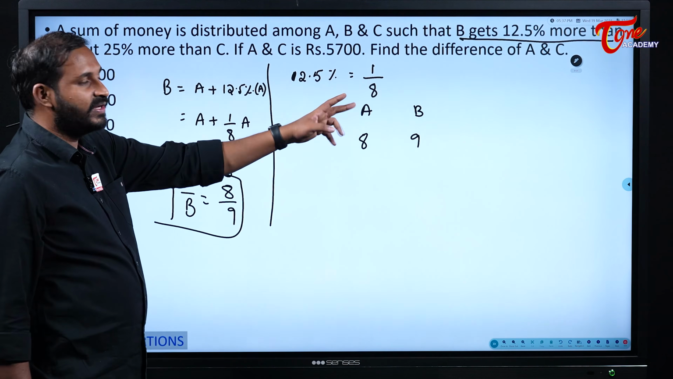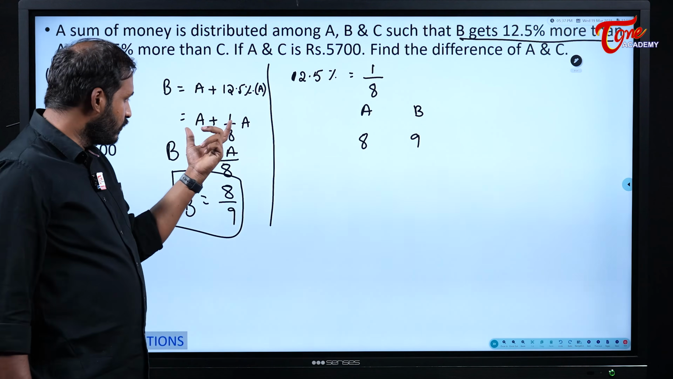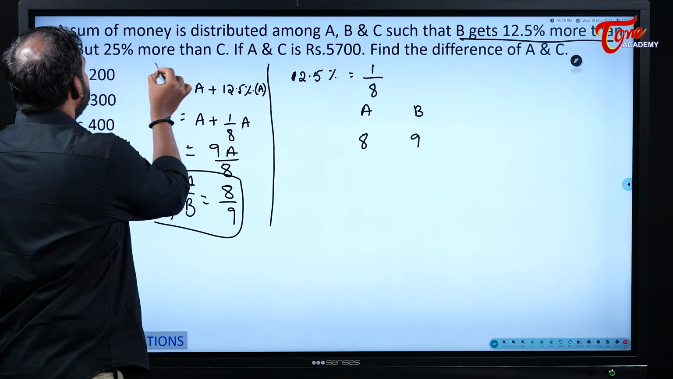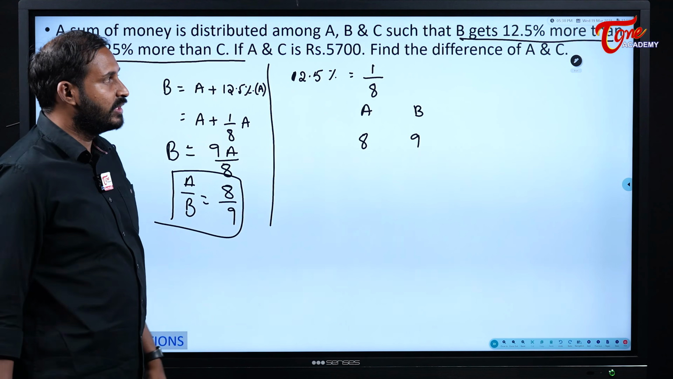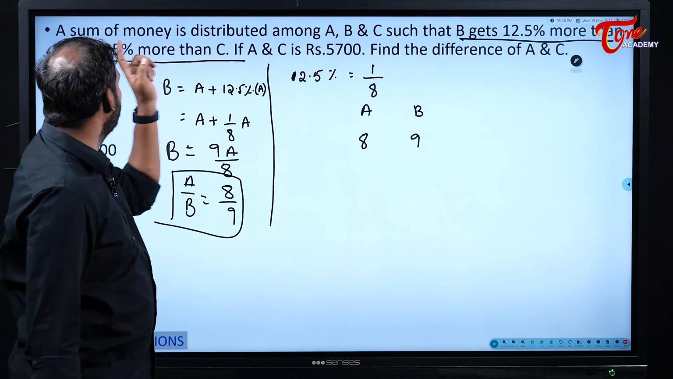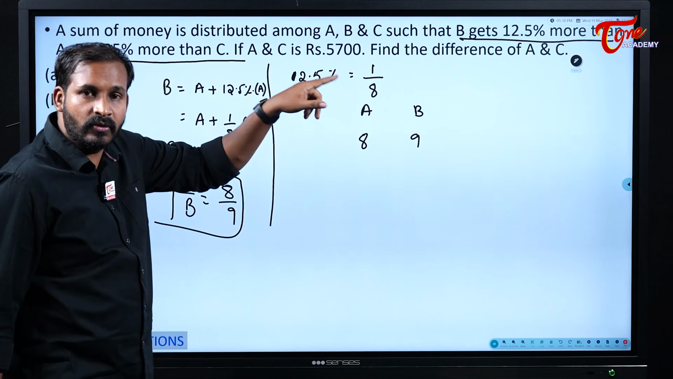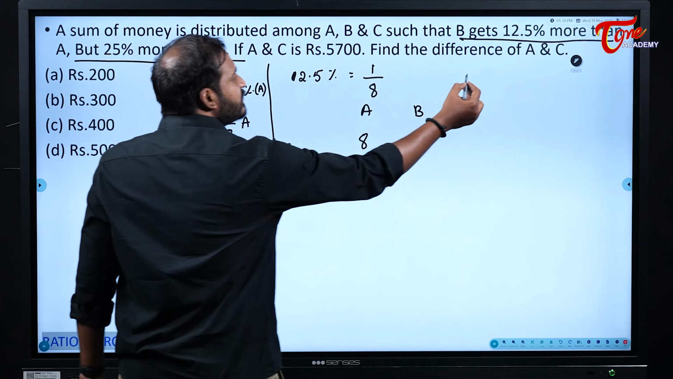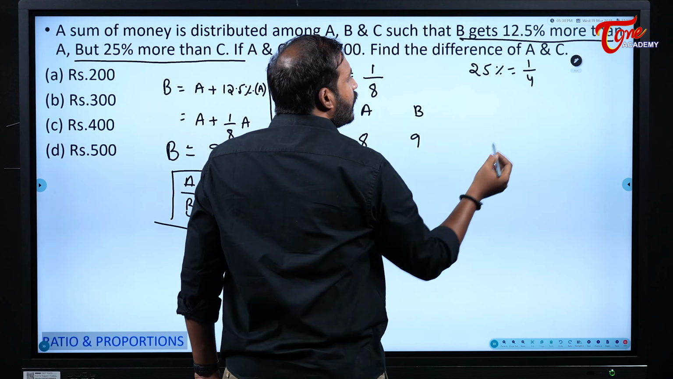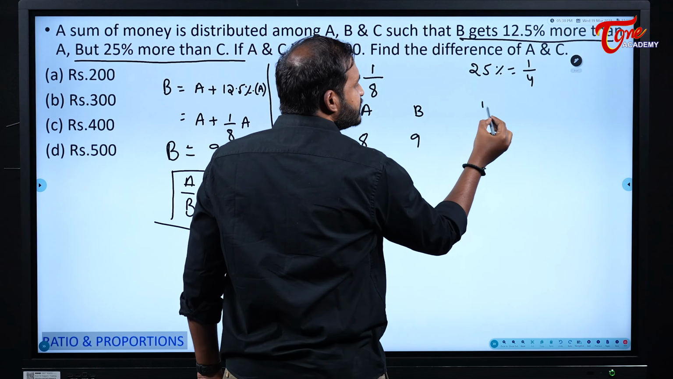If you are able to identify this, well and good. If not, go with the basics and write the relation between A and B. And next, 25% more than C, about whom they are telling, the same B. B gets 12.5% more than A, but 25% more than C. That means 25% means what can I write? 1 by 4.